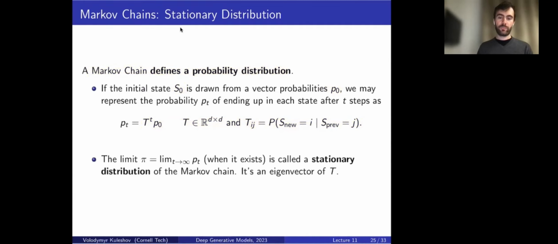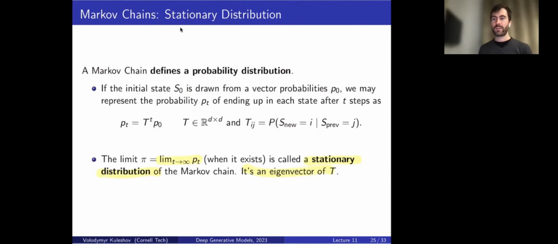This limit, when it exists, and it often exists, is called the stationary distribution of a Markov chain. It's the limit of this state P_t. And you can also prove that it's an eigenvector of this matrix. This matrix T that I just defined will in many cases have an eigenvector with eigenvalue 1, and that will be a stationary distribution of this Markov chain.